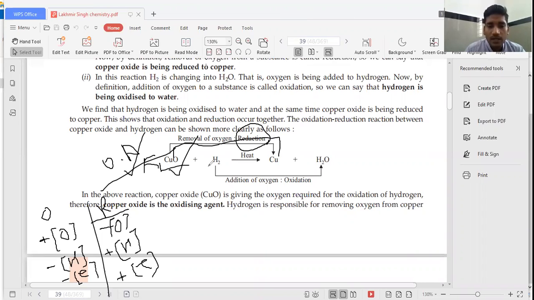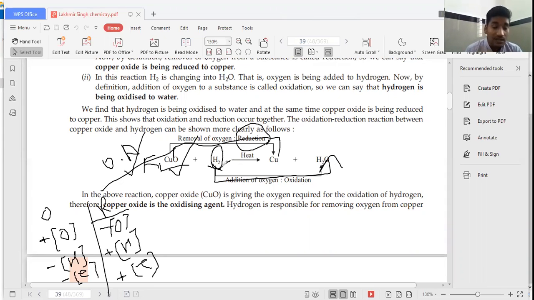Clear? Now what is hydrogen? In hydrogen you see addition of oxygen is happening, H2O formation. It means what is happening here? Addition of oxygen. Addition of oxygen is what? Oxidation. All right. This is oxidation, and the substance which is undergoing oxidation is called reducing agent. It means substance oxidized, hydrogen, reducing agent, hydrogen.